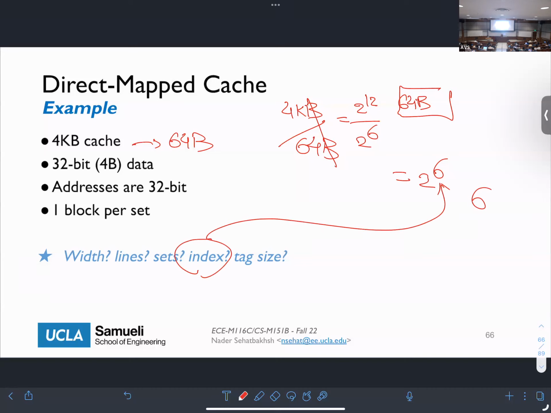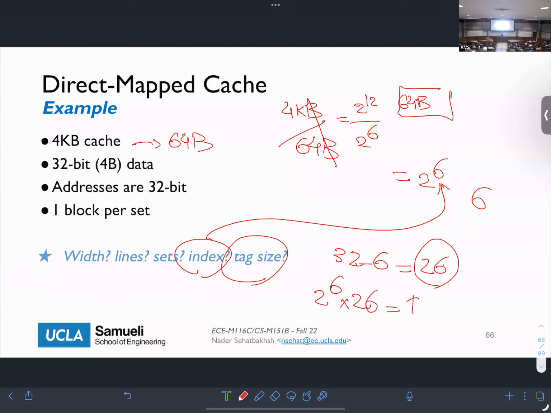As a result, my tag size grows significantly, because now I need 32 minus 6, which is 26 as my tag size per tag. And I have 2 to the power of 6 times 26 as my tag store. Any question why we have this?